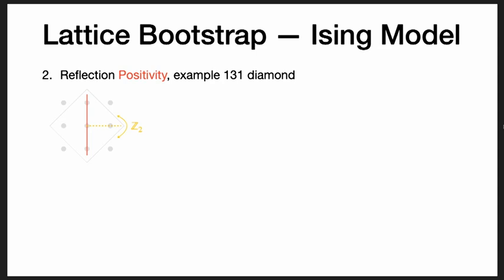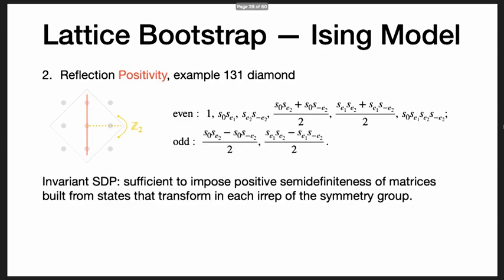The statement of invariant SDP is that it's sufficient to impose the positive semi-definiteness of the matrices built out of those that transform in different irreducible representations of this symmetry group. In this case, C2 only has 2, the even one and the odd one, so it's simple. It's sufficient to impose this 6x6 matrix built out of these and the 2x2 of these. So just to mention that we're also using this.